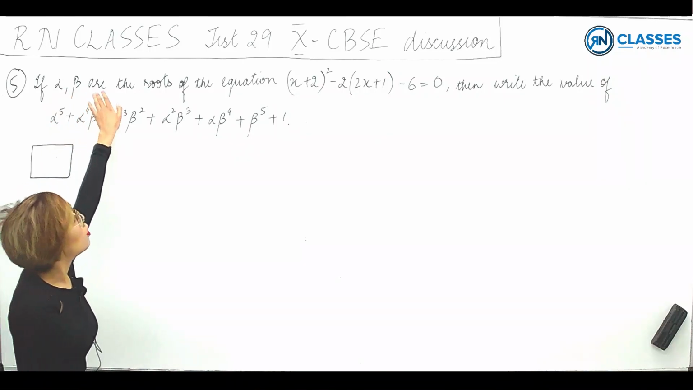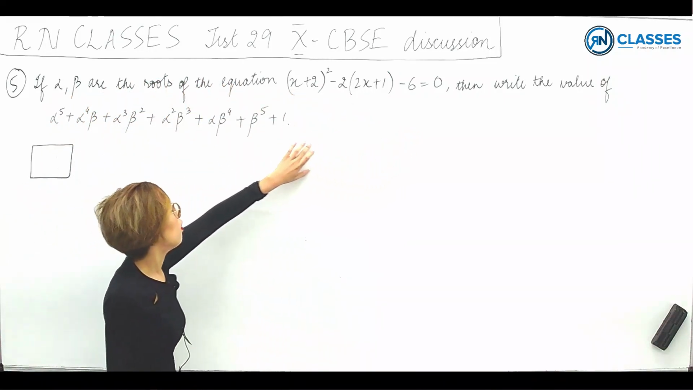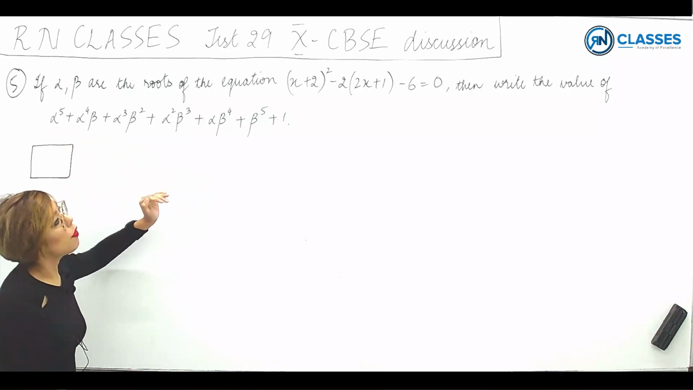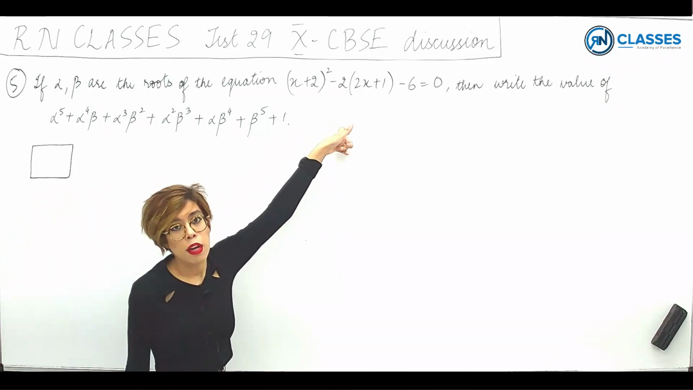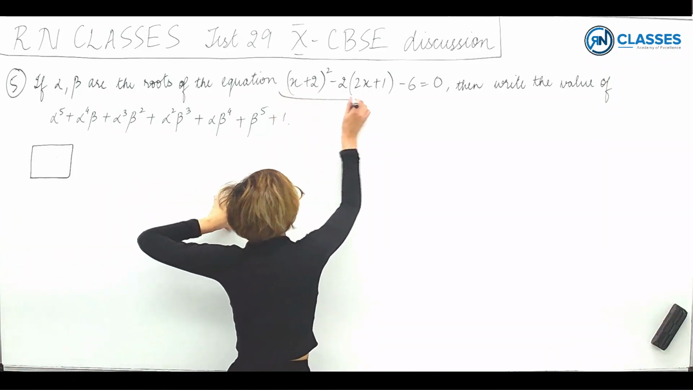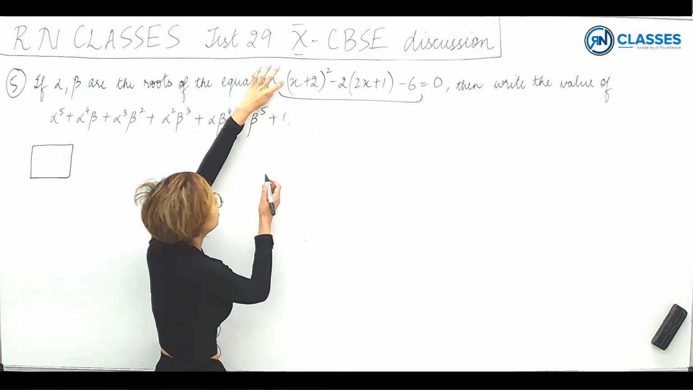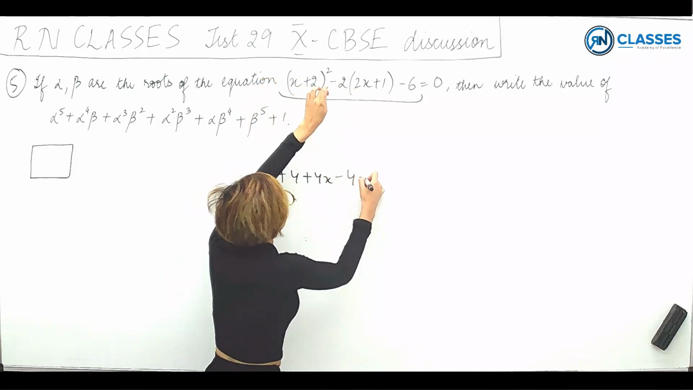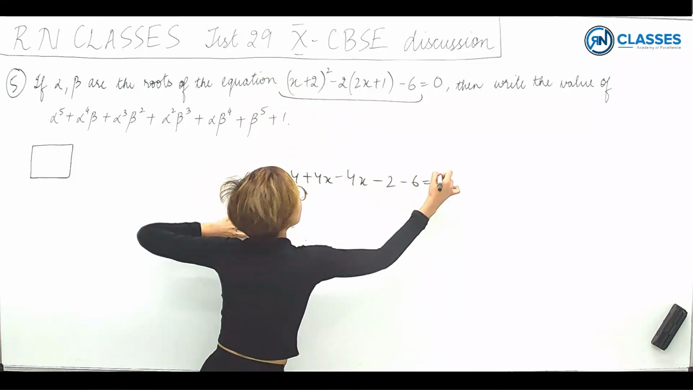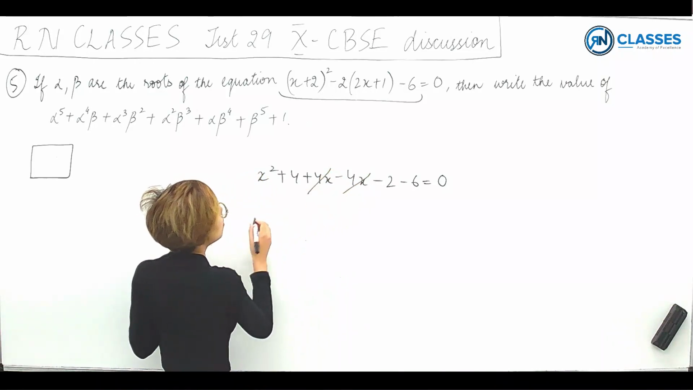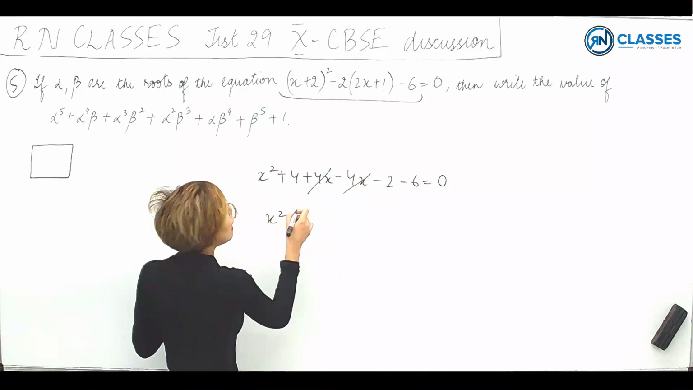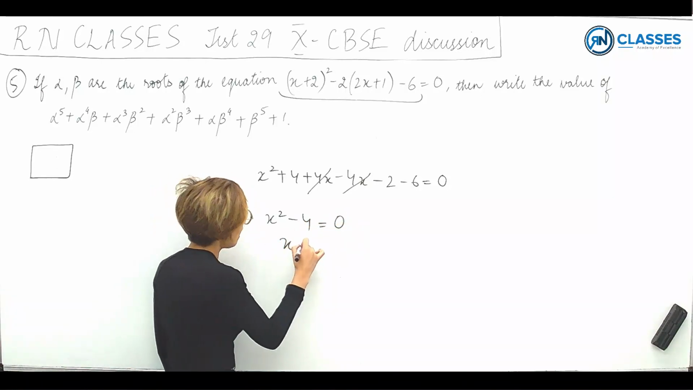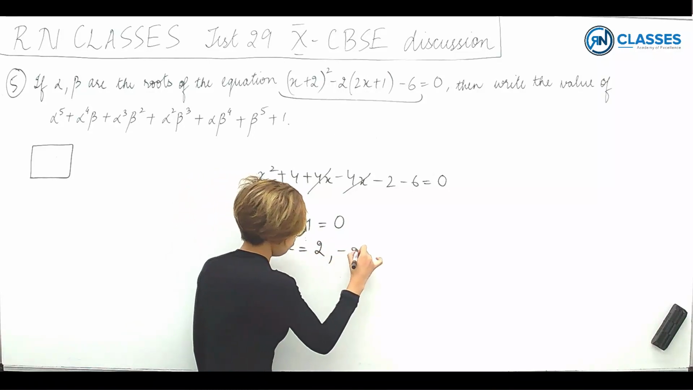If alpha and beta are the roots of the equation, then write the value of this expression, where obviously alpha and beta are involved. Now first of all, let's look whether I can find the value of alpha and beta straight away. So let's simplify the quadratic equation. Let's open this up. x square plus 4 plus 4x minus 4x minus 2 minus 6 equal to 0. Right? This and this get cancelled. This is nothing but x square minus 4 equal to 0. That means x has the value either 2 or minus 2.